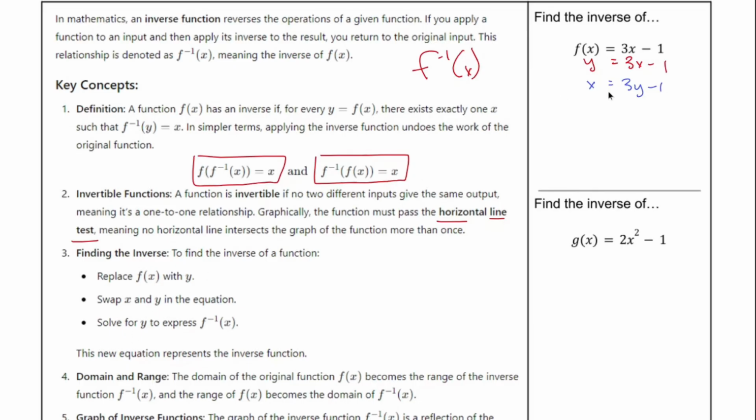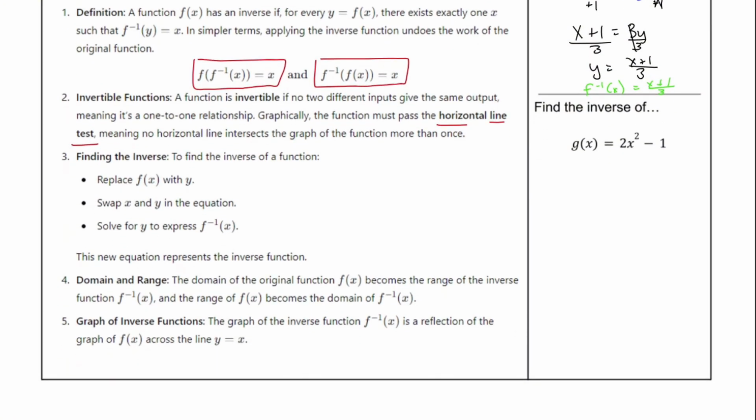You're going to solve for y. So let's add 1 to both sides, cross you out. x plus 1 equals 3y. Divide everything by 3. Let's move the y to the left because it looks prettier that way. So x plus 1 all over 3. And then let's express that y back to its original form as f inverse of x equals x plus 1 over 3. Now that wasn't too bad.